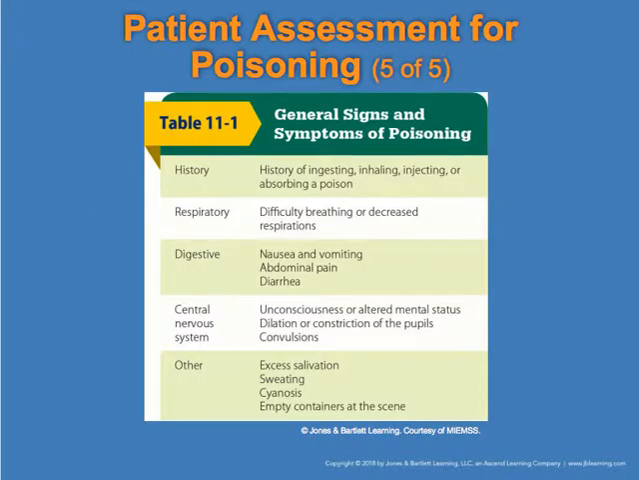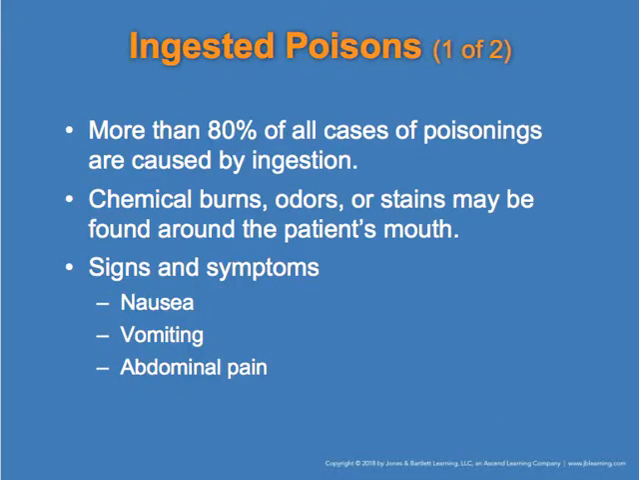Table 11.1 talks a lot about general signs and symptoms of poisoning: history, respiratory, digestive, central nervous system, just different symptoms you might see for a patient who has ingested, inhaled, injected, or absorbed something that can really do them some harm, right? We need to be on the lookout for these kinds of symptoms and a patient presentation that gives you the indication there might be some sort of poisoning that has occurred.